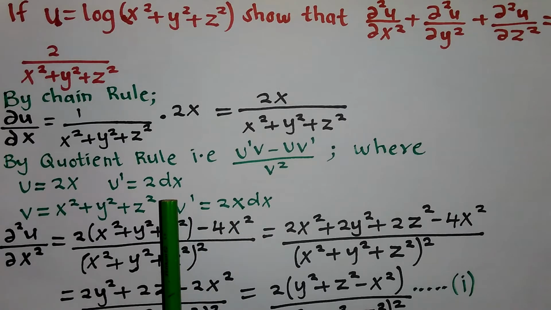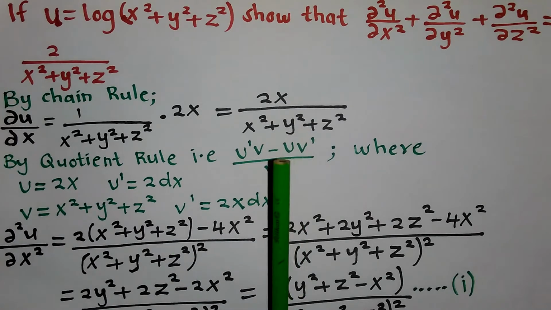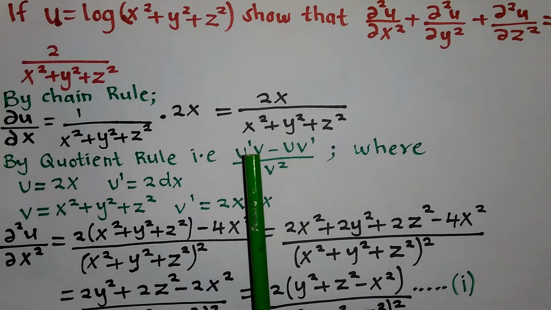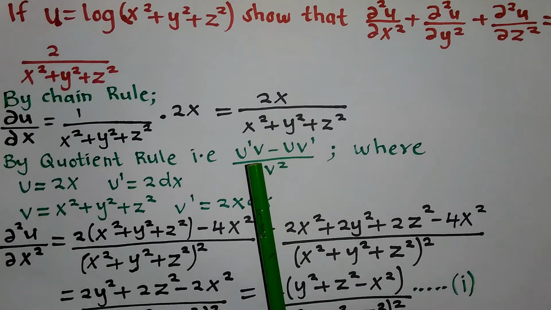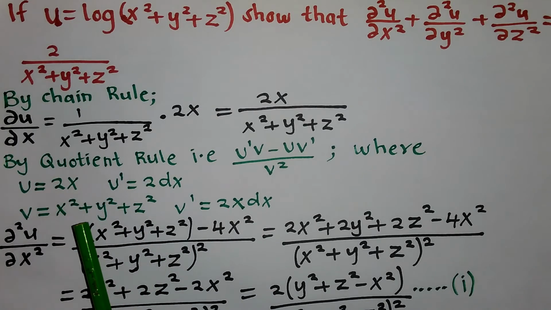After that, we have been asked to find the second derivative. So I have to find the second derivative of this. It's a fraction, so we're going to use the quotient rule, which is the derivative of u multiplied by v minus u times the derivative of v, divided by v squared. Usually u represents the numerator and v represents the denominator. So our u is going to be 2x and our v is going to be x squared plus y squared plus z squared. We are differentiating with respect to x, so the derivative of 2x will be 2, and the derivative of v with respect to x will be 2x.